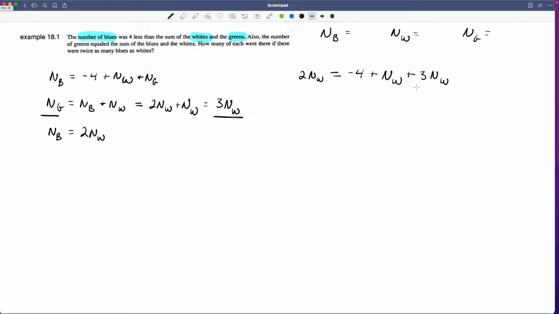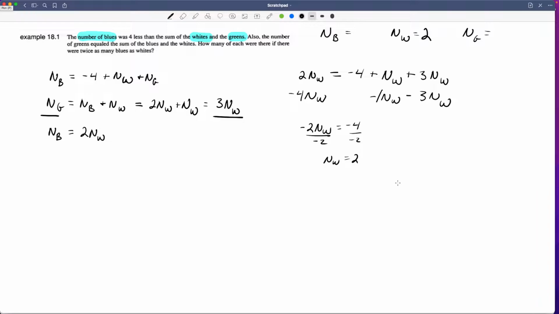So what I want to do is get all of the number of whites over here, simply because I already have that right here. So I'm going to subtract the number of whites minus 3 times the number of whites. So that's going to be minus 4 times the number of whites, because this is 1, negative 1, negative 3. So that's going to be a negative 2 times the number of whites is equal to negative 4. So if I divide both sides by negative 2, I find that the number of whites is 2.